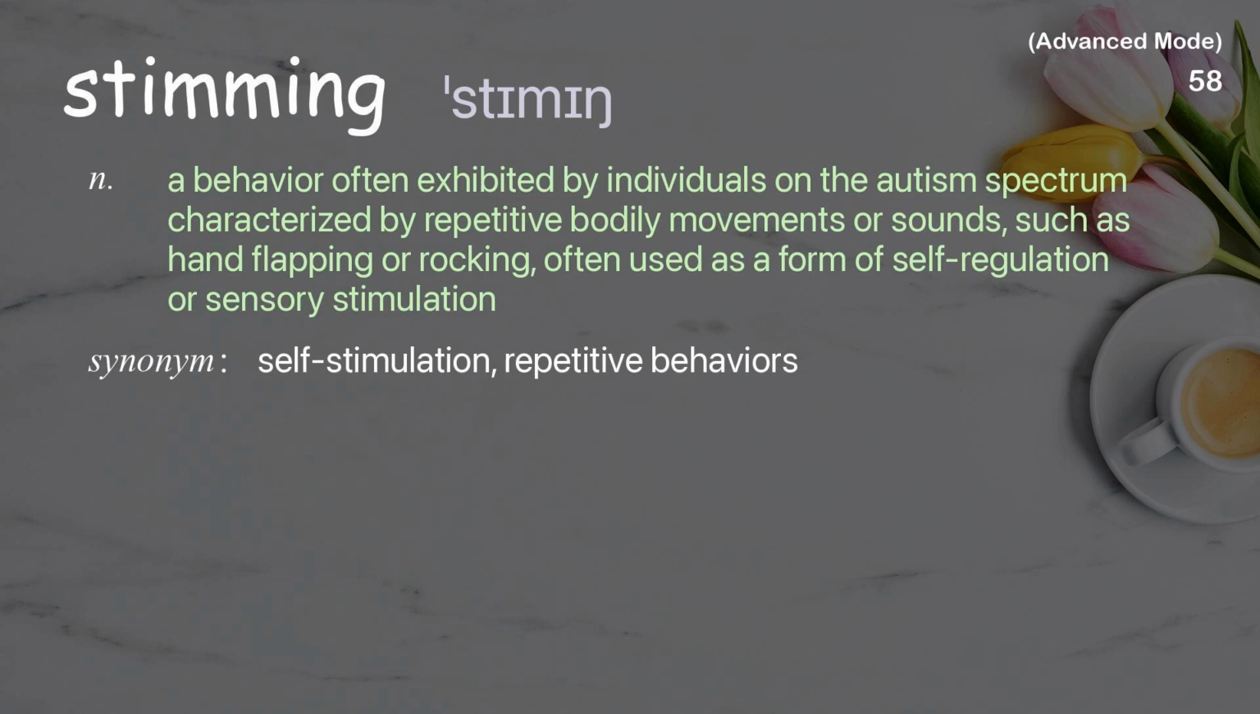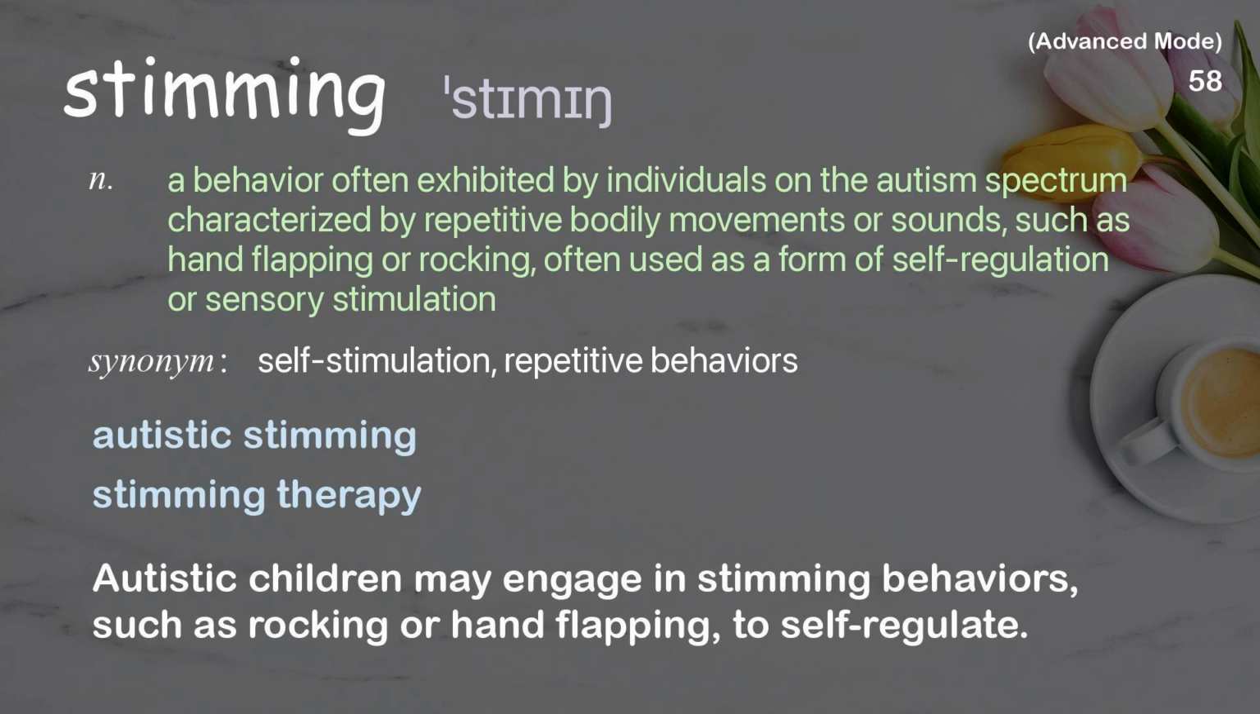Stimming. A behavior often exhibited by individuals on the autism spectrum characterized by repetitive bodily movements or sounds, such as hand flapping or rocking, often used as a form of self-regulation or sensory stimulation. Examples: autistic stimming, stimming therapy. Autistic children may engage in stimming behaviors, such as rocking or hand flapping, to self-regulate.